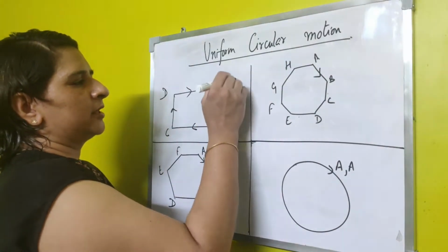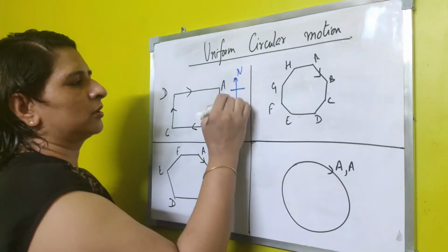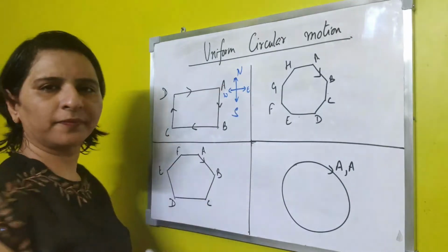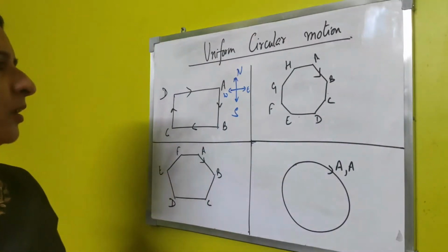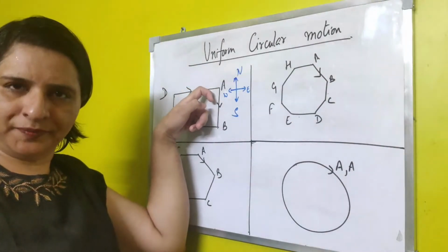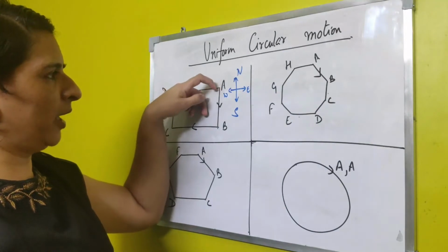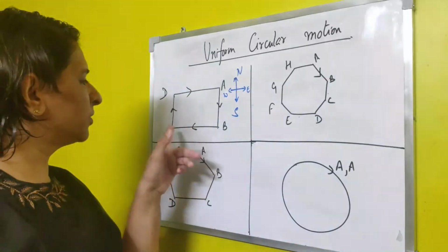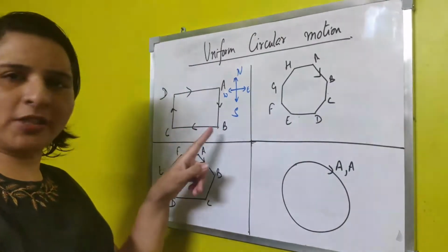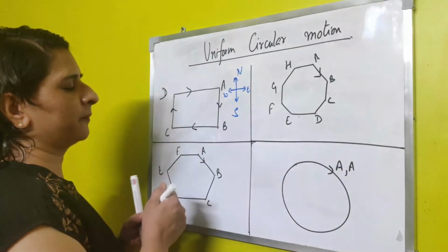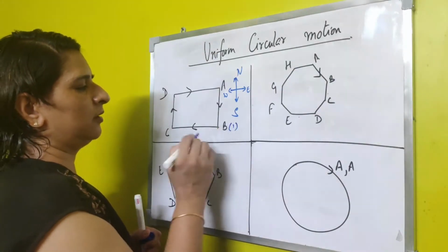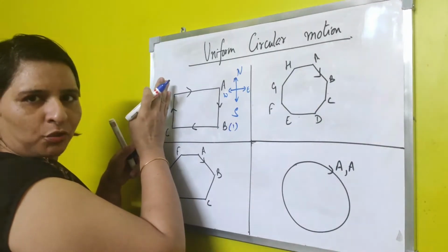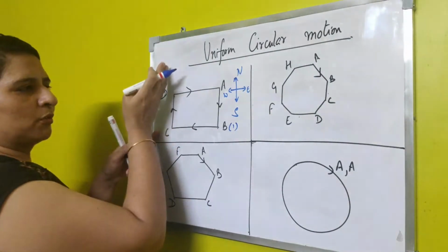We can take the directions like this. Say this is north, south, east and west. The car was facing south earlier. From A it goes towards B, then changes direction and moves towards C. So the first time it changes direction is at point B. Then from B it moves to C. Again it changes direction towards north, so C to D is towards north.